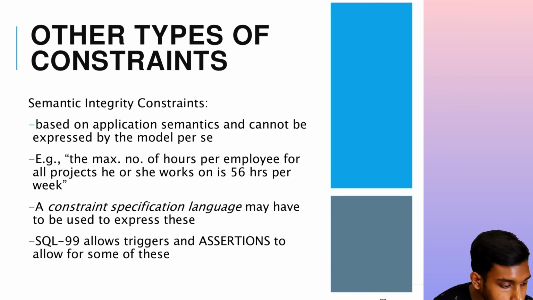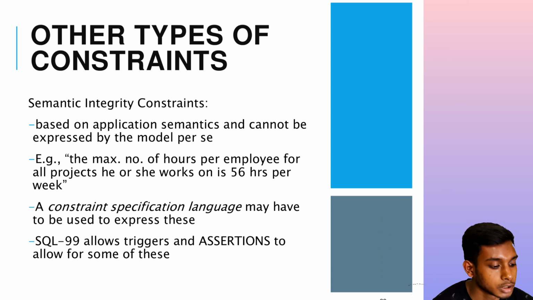Other types of constraints. Semantic integrity constraints are based on application semantics and cannot be expressed by the model per se. SQL-99 allows triggers and assertions to allow for some of these.